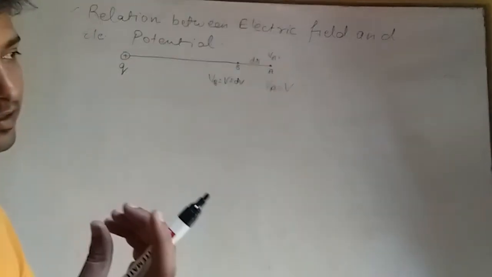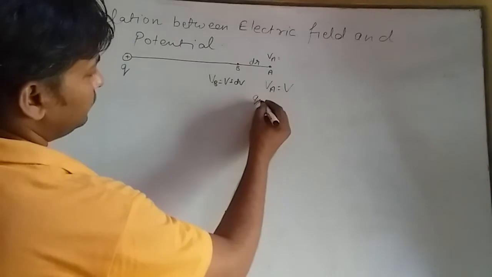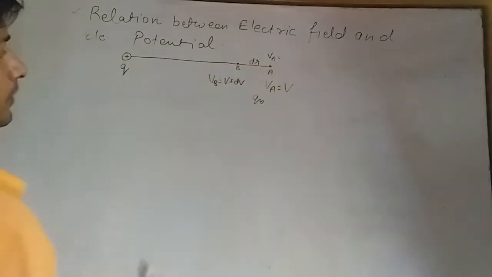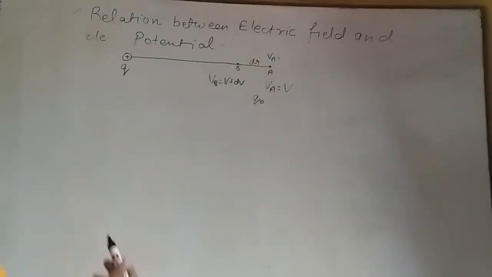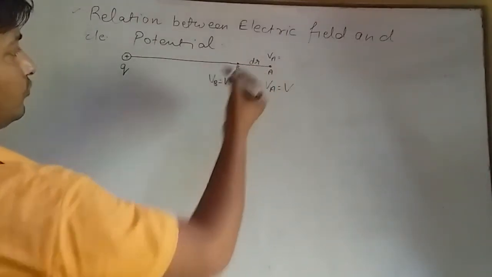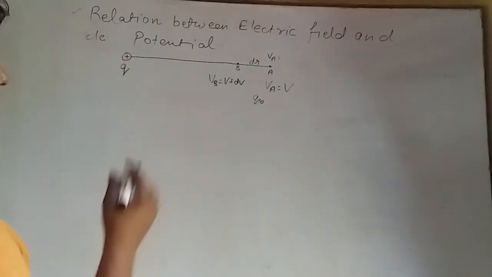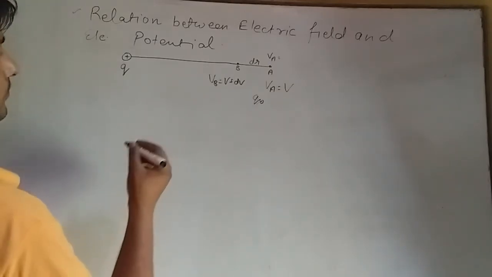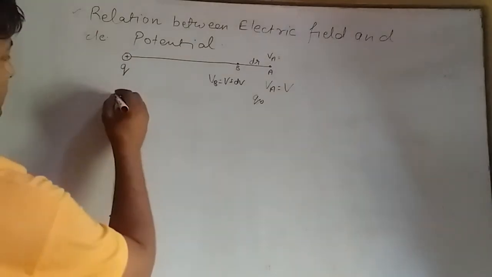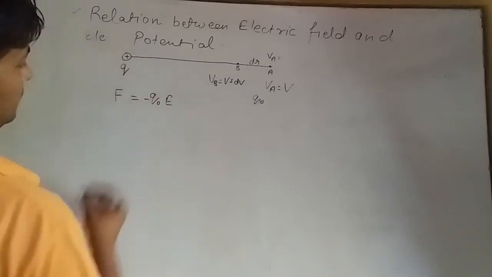Now we take a test charge Q naught and move this charge from point A to point B and find the work done in this case. When we move this charge from point A to point B, then an external force must be applied. What is the magnitude of the external force here? F equal to minus of Q naught into E.